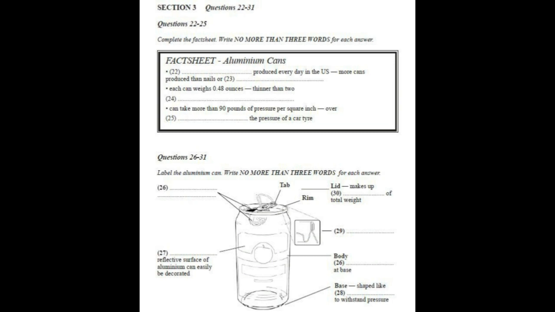Now turn to section 3. Section 3. Two students, Dawn and Ilmar, are discussing a project that they are working on together. First, you have some time to look at questions 22 to 25. Now listen to the first part of the conversation and complete the fact sheet by filling in the numbered spaces 22 to 25.